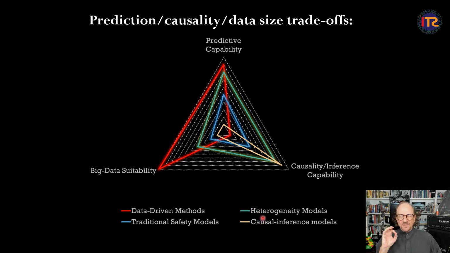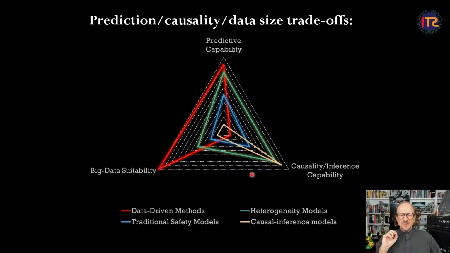The causal inference models, which are again mostly in the economic fields, have limited predictive capability because they do not deal with the micro-level data that we need to make predictions in transportation contexts. They have very limited big data suitability, but in very controlled circumstances, they are very effective on uncovering causality.